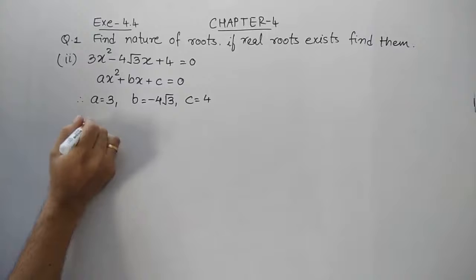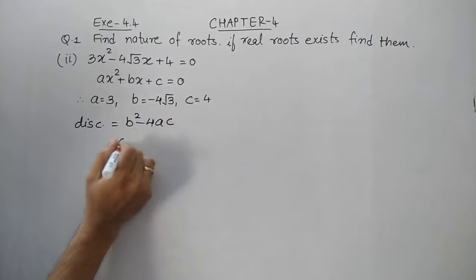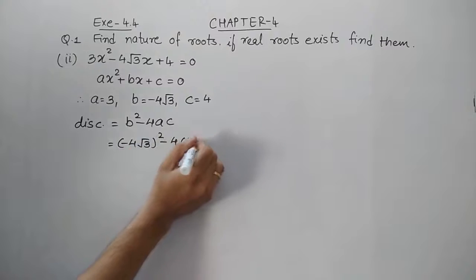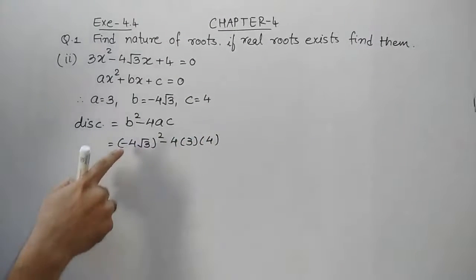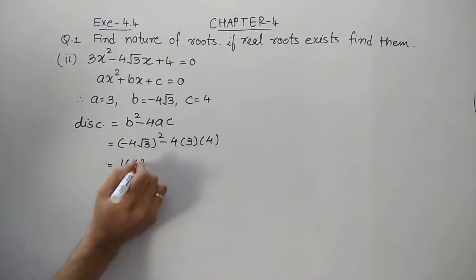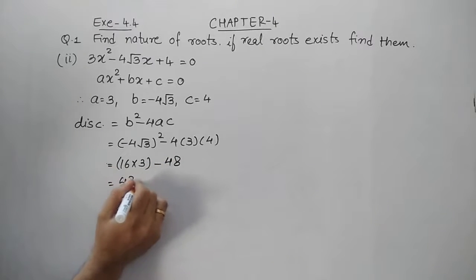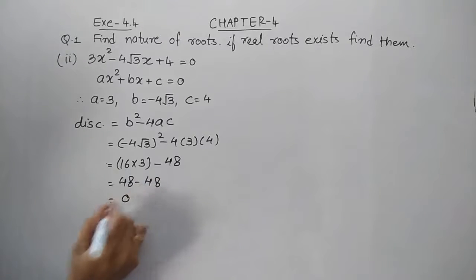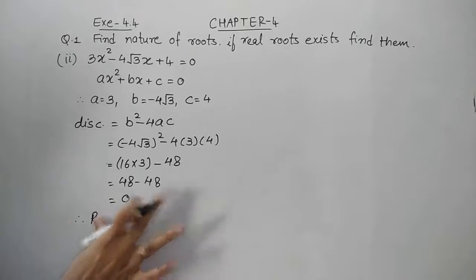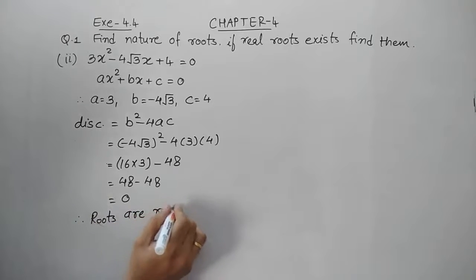So let's find out the discriminant, that is b square minus 4ac. b, that is minus 4 root 3, we have to do the square of it. Minus 4, the value of a is 3, and c, that is 4. So square of minus 4, that is 16, and it is 3. 16 3s are, we can write directly 48. So it is 48 minus 48. So the value is 0. Therefore we can say that the roots are real and equal.